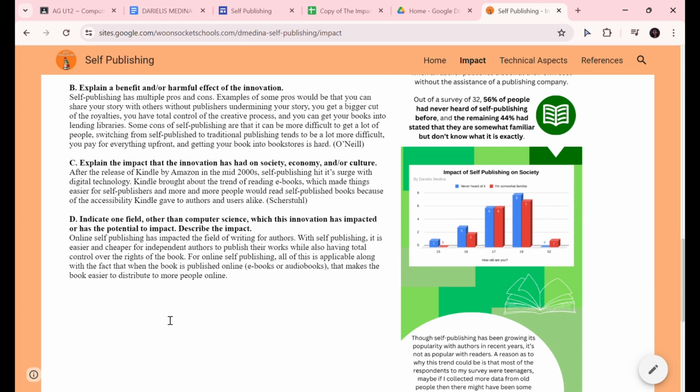C. Explain the impact that the innovation has had on society, economy, or culture. This was actually kind of difficult for me to find because there hasn't been much recorded information on the impact of self-publishing at all. But I did notice that after Amazon released Kindle, self-publishing and technology did end up booming a lot, and there were a lot more self-publishers and a lot more readers who supported self-publishers as well.